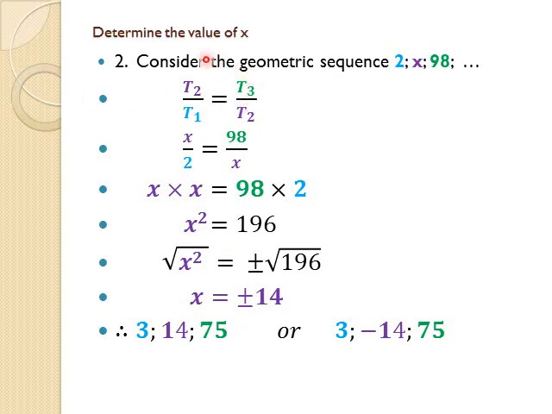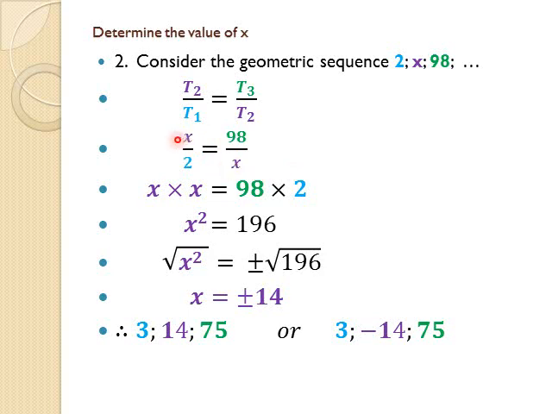If you look at the second problem, again, determine the value of x. Consider, again they specify that it's geometric: 2, x, 98. So for it to be geometric, we have to say term 2 divided by term 1 equals term 3 divided by term 2. Term 2 is simply x, term 1 is 2, term 3 is 98, and term 2 is x. Right, so x over 2 equals 98 over x.